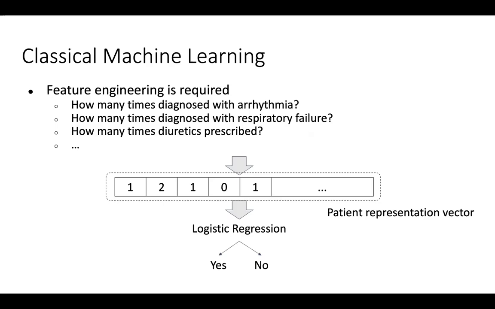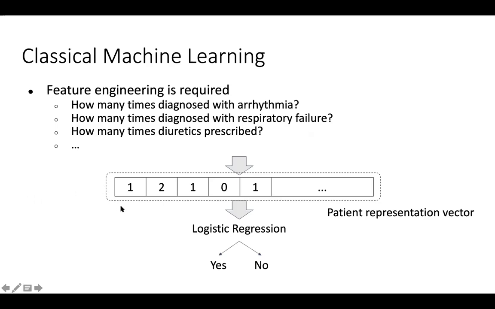And then the doctor would say, okay, we need to take a look at whether the patient had been diagnosed with arrhythmia, whether the patient had been diagnosed with respiratory failure, whether the patient was prescribed diuretics, which is a type of medication. So the doctor would tell us all the different important features that would make it easier for the machine to predict heart failure. So that would be feature engineering. And then the IT engineer would encode that into a computer using a programming language.